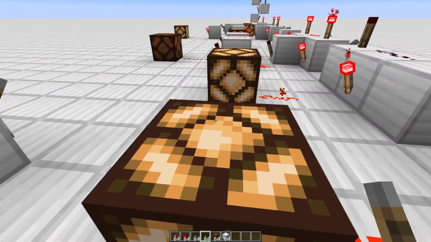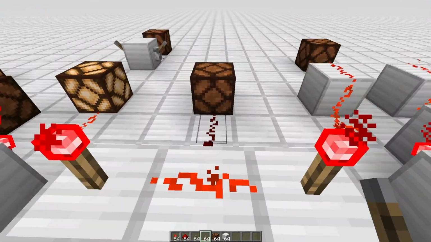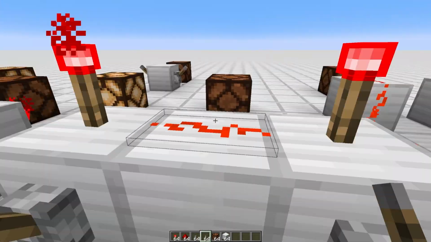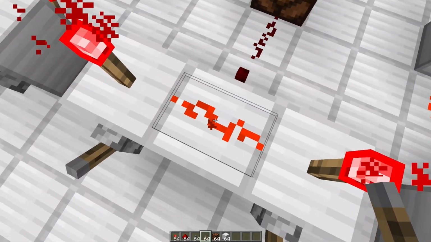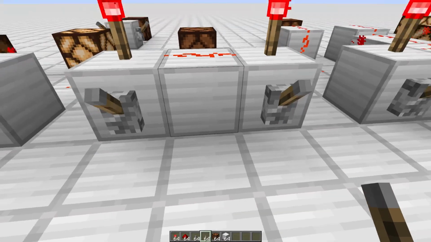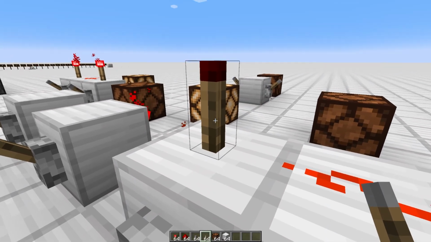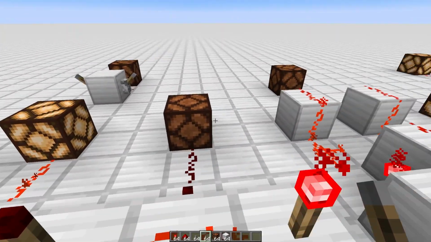So the next thing we're going to talk about is an AND gate. So as you can see, that is off because both of these levers are off, which means that these two redstone torches are both on, and they have this bit of redstone here powered, which unpowers this torch, turning that off. Now it's called an AND gate because if I turn this one on, this torch is unpowered, but this is still powered from this torch. So that is still unpowered.